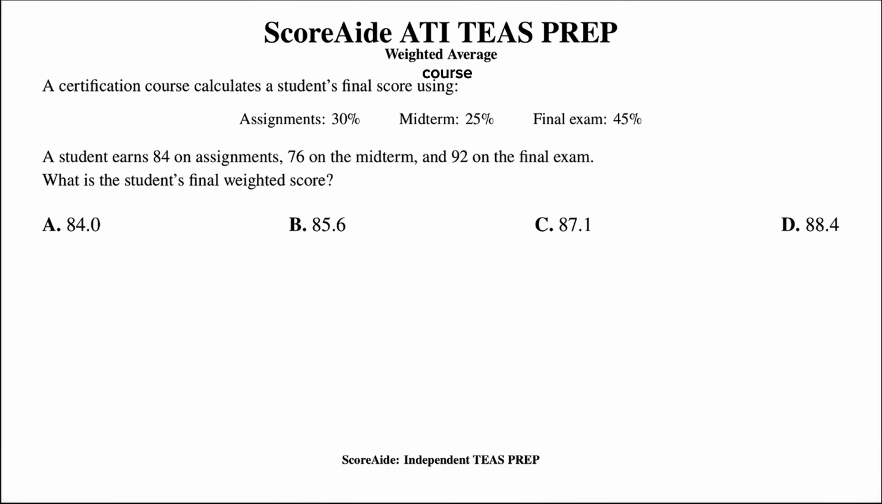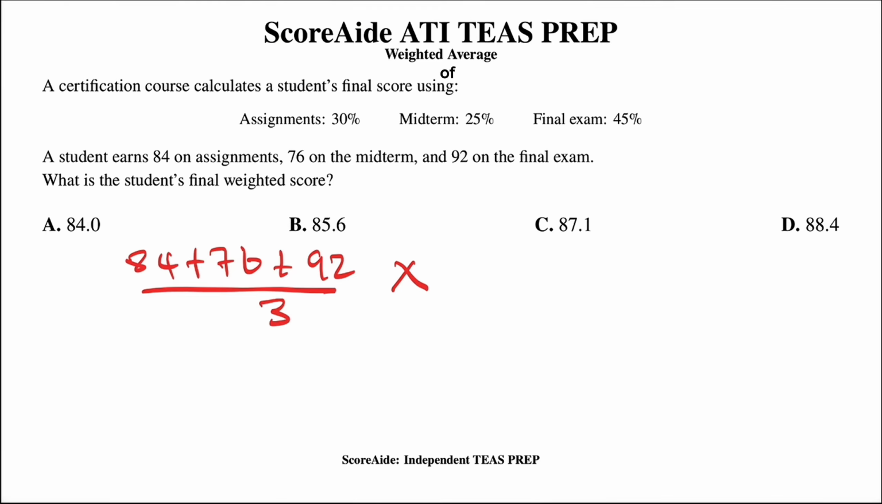A certification course calculates a student's final score using assignment 30%. These are weighted means, right? Midterm 25%, final score 45%. Okay. A student earns 84 on assignments, 76 on the midterm, and 92 on the final exam. What is the final weighted score? Some students will just go ahead and say 84 plus 76 plus 92, all that divided by 3. This is going to be absolutely wrong, right?